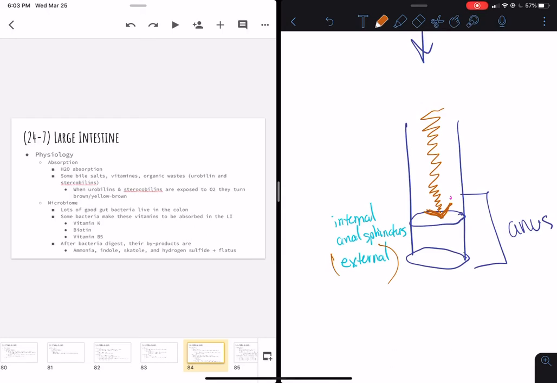You have the microbiome in the large intestine, so you've got lots of good gut bacteria living here. Like I said, a majority of that is going to be in your cecum. Some of these bacteria will actually help make the vitamins that you need in order to live on a day-to-day basis. Three of those include vitamin K, biotin, and vitamin B5. These are not the only ways that you can get it, but this is why diet is really important too.